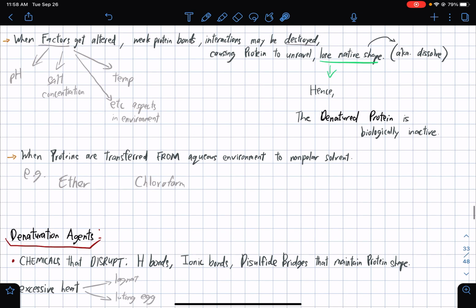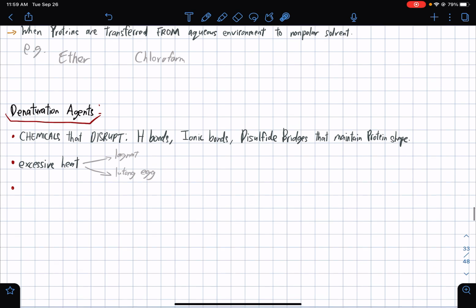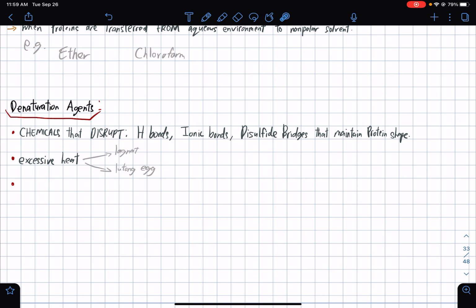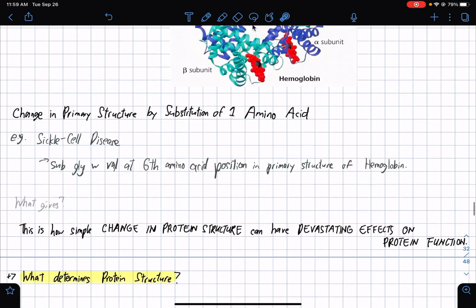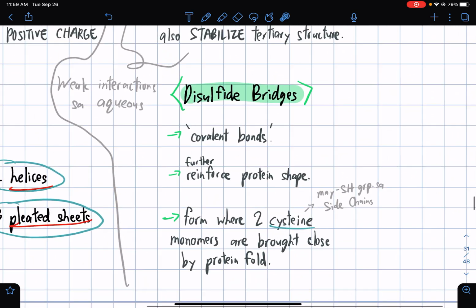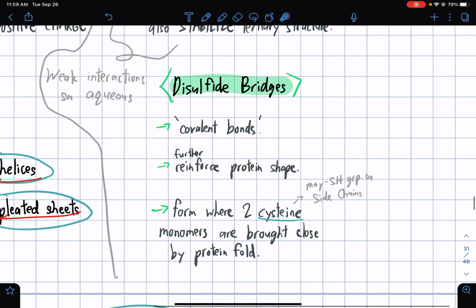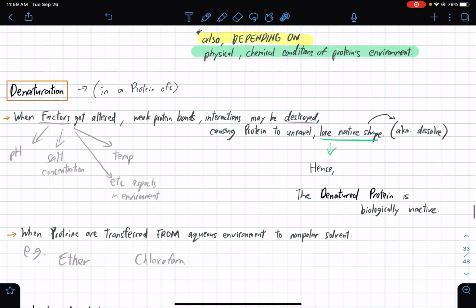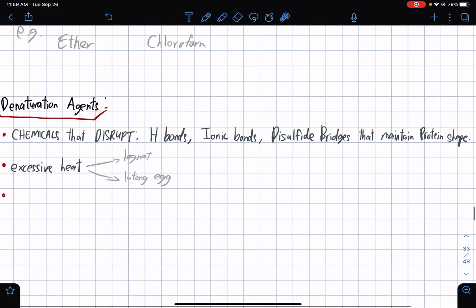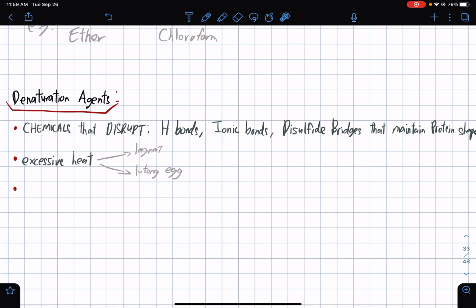So, denaturation agents. I'm still not finished with this, but this is everything that we have so far. They are chemicals that disrupt the hydrogen bonds, ionic bonds, and disulfide bridges that maintain the protein shape. When this is affected, the protein shape is not reinforced properly. So an affected shape will yield a defunct protein. Basically, the function wouldn't be as expected. It wouldn't be normal, which is going to be a bad thing.